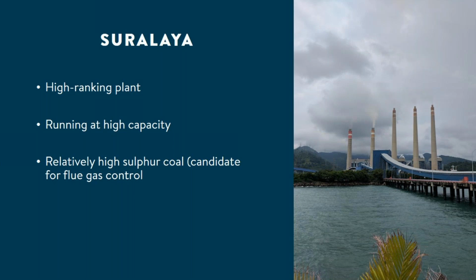So first one is Suralaya. It's a high-ranking plant, as you have seen, emitting big amounts of mercury and SO2. It uses relatively high sulfur coal, about 1% sulfur, which is pretty high for Indonesia. Next, please.